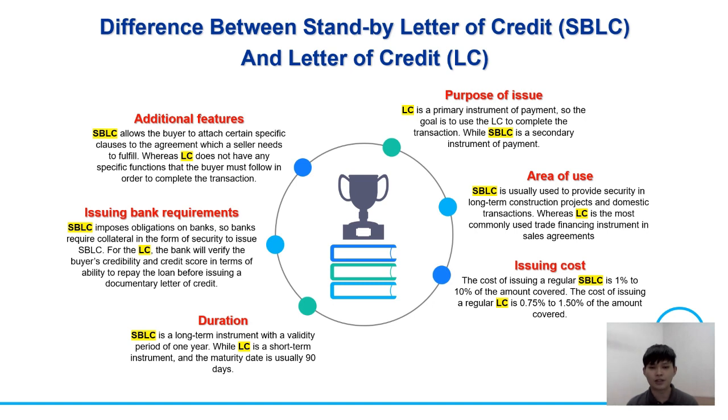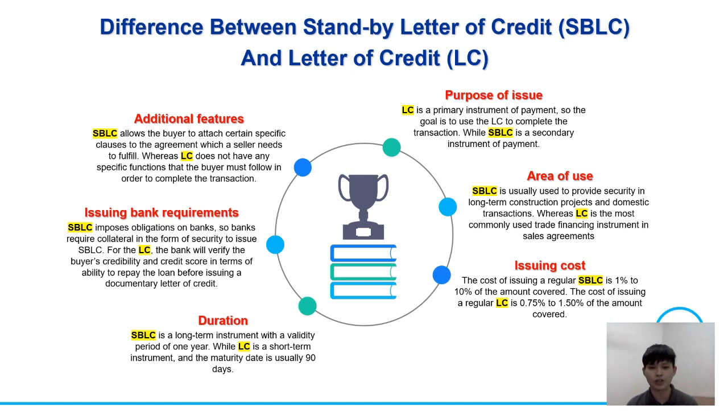The next difference is the duration. SBLC is a long-term instrument with the validity of 1 year, while LC is a short-term instrument that usually expires within 90 days. The fifth difference is the area of use. SBLC is usually used to provide security in long-term construction projects and domestic transactions as well, whereas LC is the most commonly used trade financing instrument in sales agreements where the buyer is the importer and the seller is the exporter.